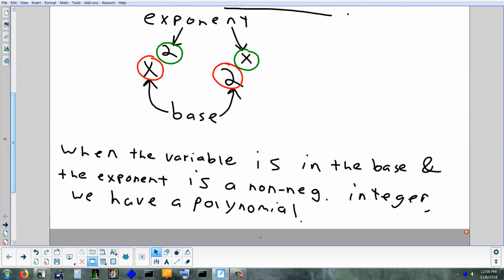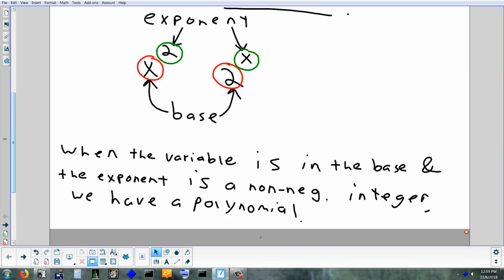So when you put the variable in the base and you make the exponent a non-negative integer, that is a polynomial. Sometimes it's more complicated, like x squared plus 6x minus 7, but we're just looking at a single term. When you start putting the variable in the exponent, we can get into things that are not polynomials. Are they always exponential? No. There's a restriction on what the base can be. The base can only be certain things.